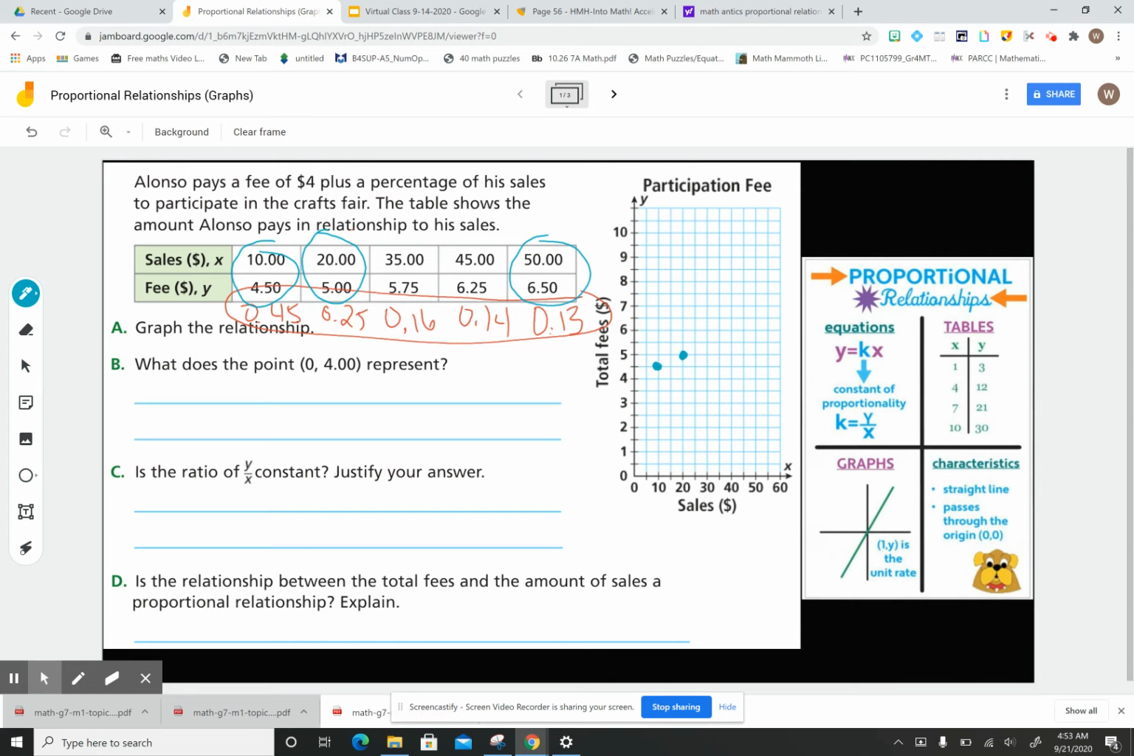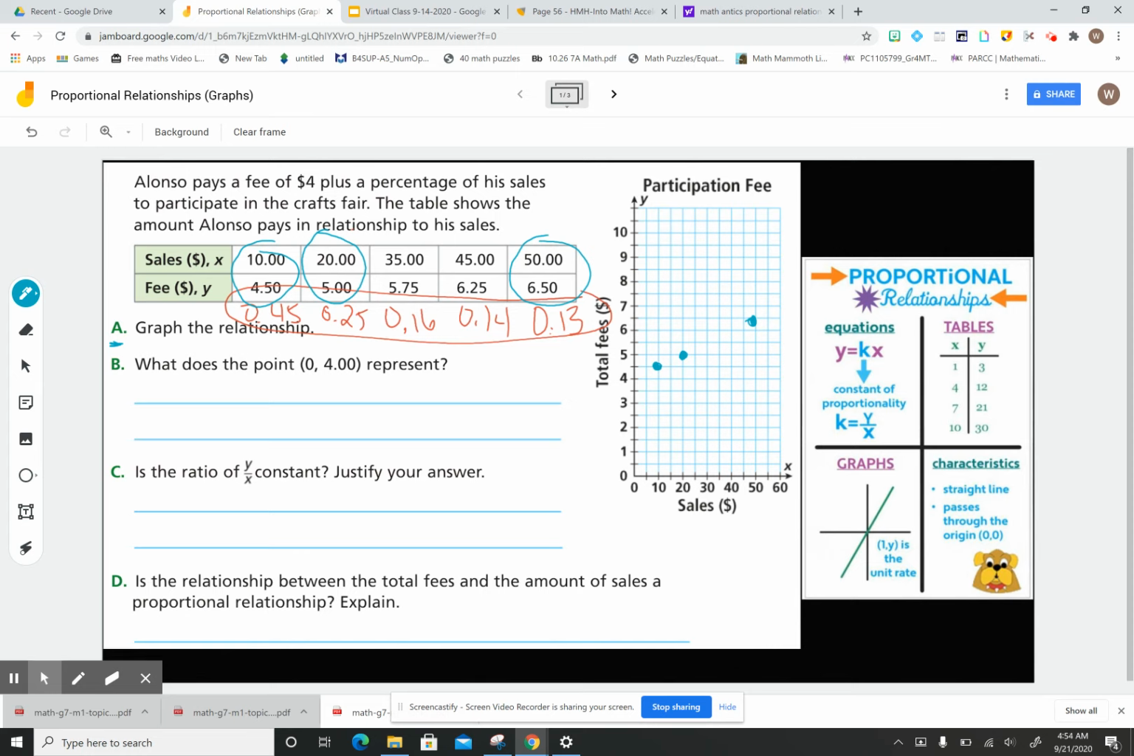So the third value is an x value of 50 and a y value of $6.50, which would be in between 6 and 7. So we have 50. Gonna go up in between 6 and 7, which would be here. Now, part A done. Part B, we're actually going to come back to that.